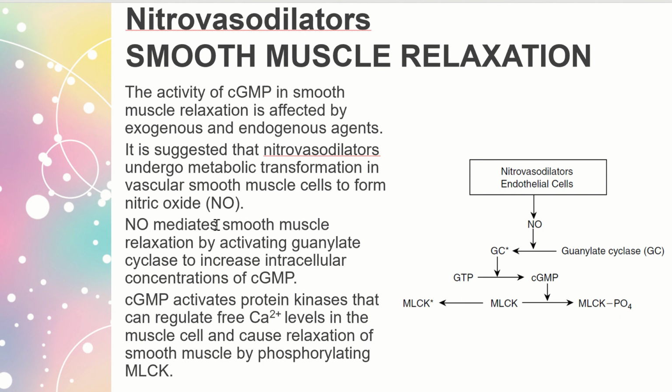So nitric oxide mediates smooth muscle relaxation by activating guanylate cyclase, as I said already, to increase intracellular concentrations of cGMP. And then cGMP activates protein kinases that can regulate free calcium levels, as we saw previously, in the muscle cell and cause relaxation of the smooth muscle by phosphorylating MLCK, as we see here, right? So this is how it works. This is how nitric oxide causes smooth muscle relaxation. It can happen via an endogenous agent, and it can happen via an exogenous agent, right? So this is the mechanism of action.